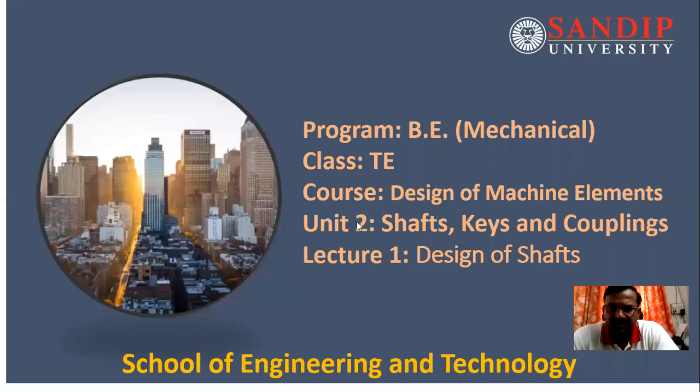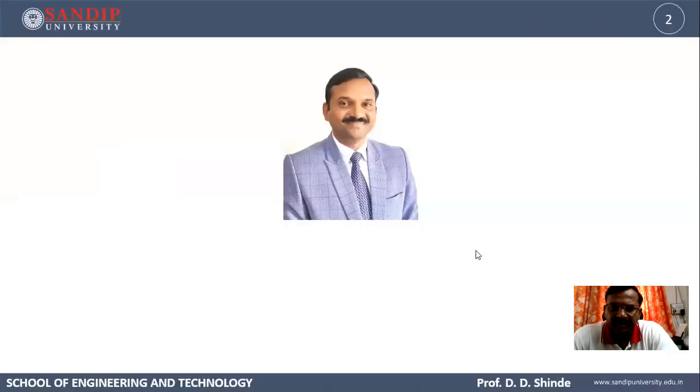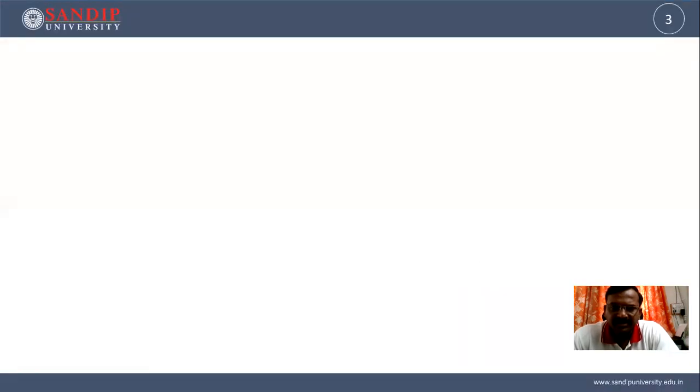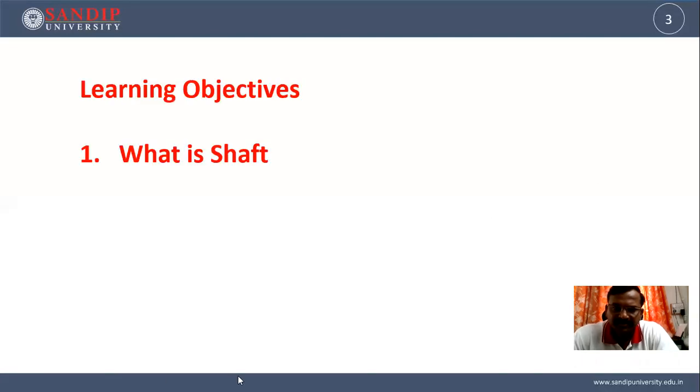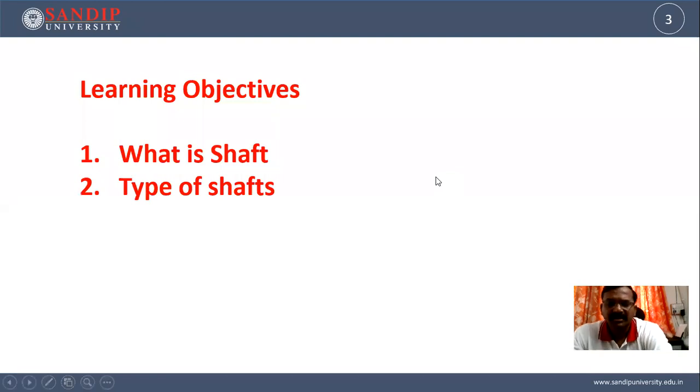So today we'll see unit number 2, that is shaft, keys and coupling. In today's lecture, we'll just briefly see regarding the types of shafts. What is shaft and what are the types of shaft? So when we say shaft, what comes in your mind?